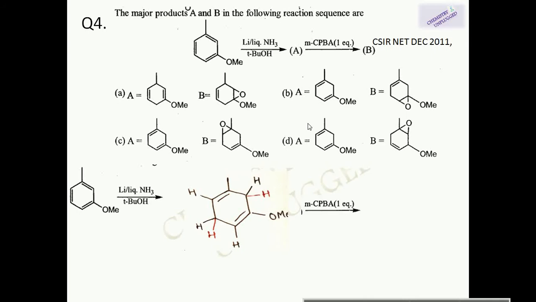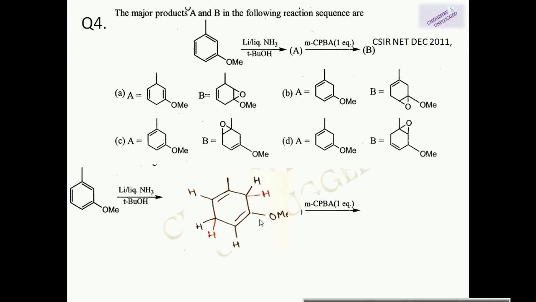In next step, we are using mCPBA. So it will undergo epoxidation. And because mCPBA attacks on electron rich centers, it will attack on the ortho methoxy group. It is much more electron donating than methyl group.